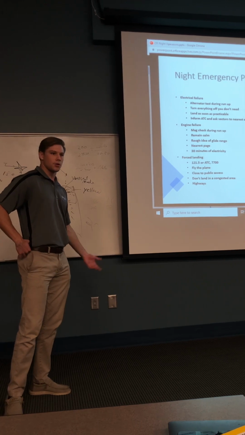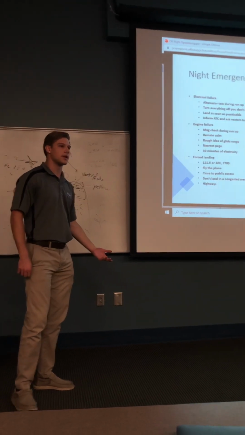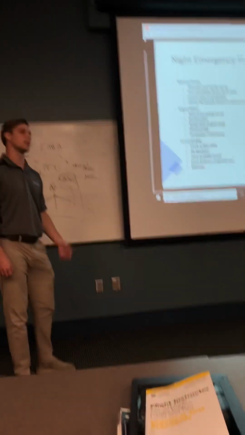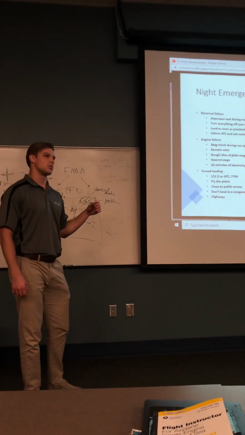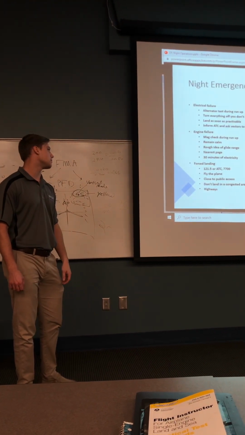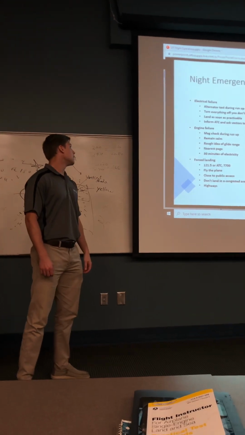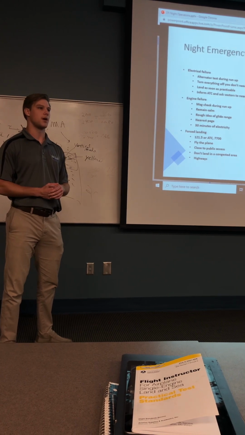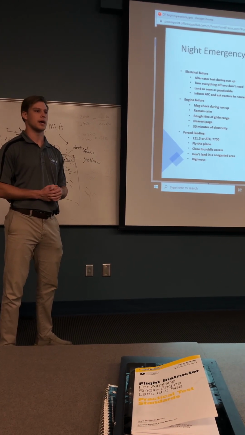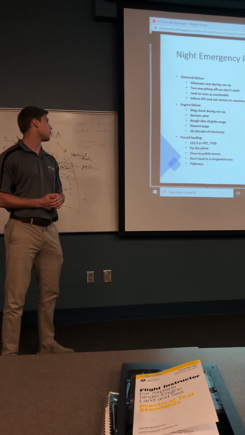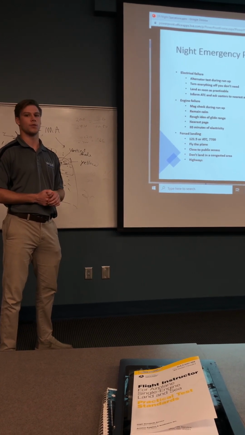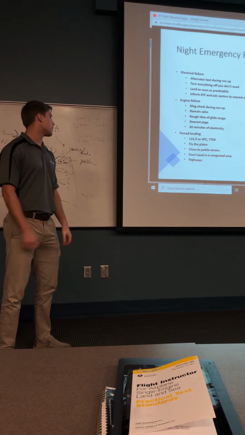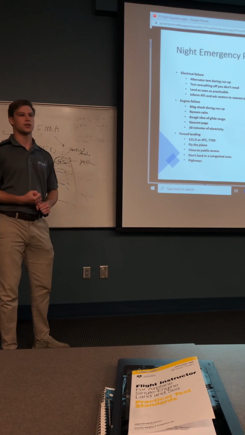But if you do this, your alternator works and everything, and then you get up there and it somehow does fail, you want to turn off everything you don't need, all your non-essentials. Maybe cut the landing light, maybe keep your fin strobes on, dim everything, just turn off everything you don't need. And land as soon as practicable, so if there's an airport 10 miles away that you're safe at, you could land there. Then inform ATC and ask for vectors to the nearest airport if you don't know where it is.